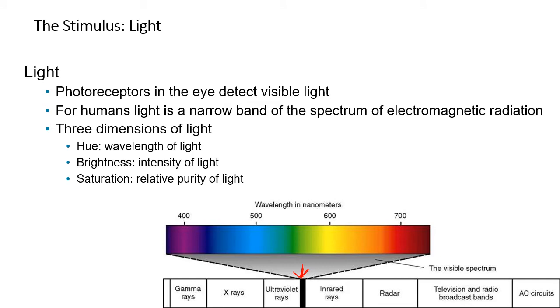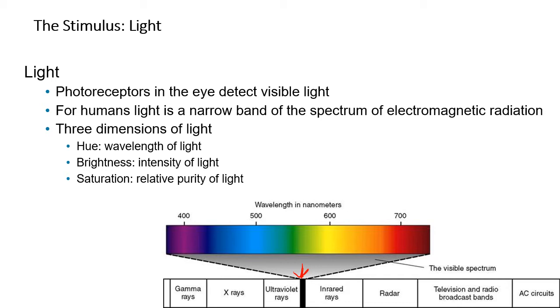There's 3 dimensions to light that are important. Hue is going to be the wavelength. So the wavelength of light, or how close together the waves are. Essentially, a way to say that since we're talking about the electromagnetic spectrum and we're talking about wavelengths, the hue is going to be the wavelength, so the length between the waves.